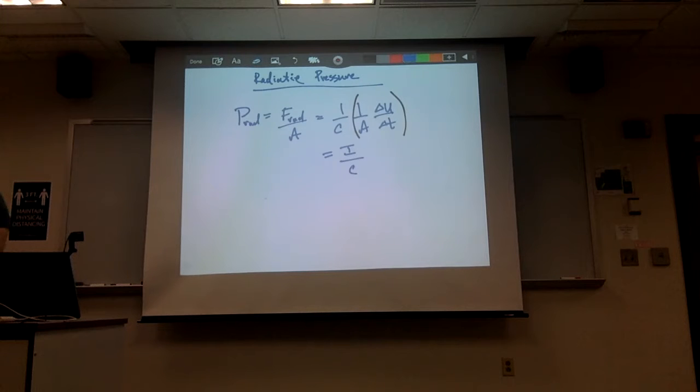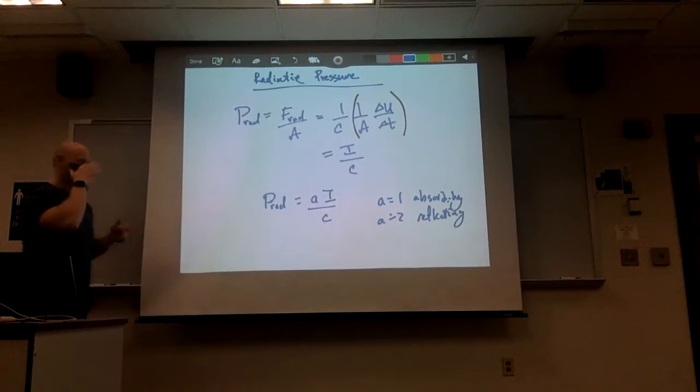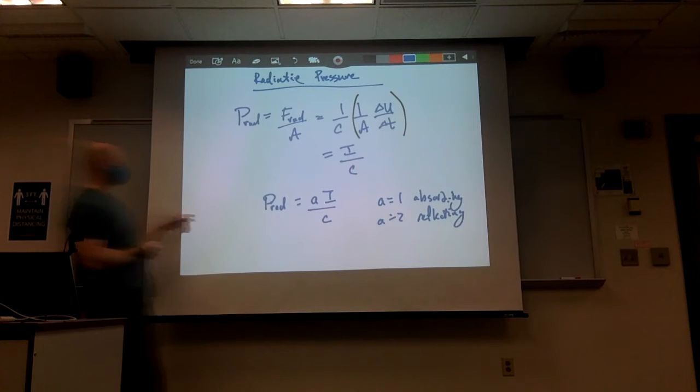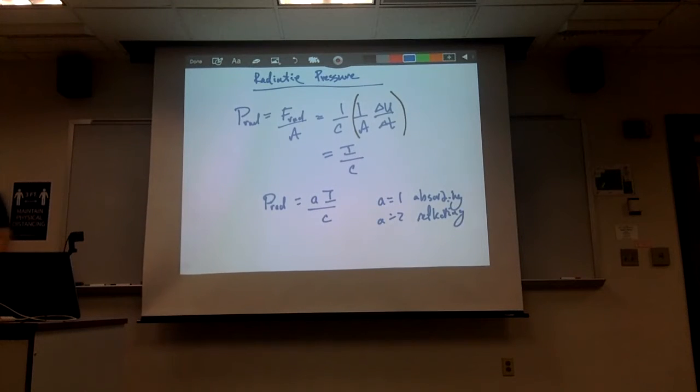Now, in general, we're going to write this as P rad is equal to A times the intensity divided by c, where A is equal to 1 when I have absorbing, and A is equal to 2 when we have reflecting. When I went through this argument, I was only looking at when it was being absorbed. But we also talked about the fact that when it hits and bounces off, I get twice the amount of momentum, which means twice the force, which means twice the pressure. So in general, P rad is equal to A times I over c, where A is equal to 1 for absorbing, or 2 when this thing is perfectly reflecting.